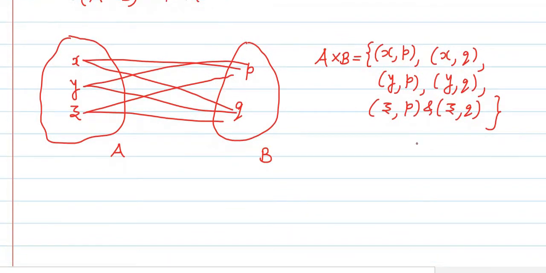From this example also it is clear that here the set A was having 3 members and set B was having 2 members. So 3 into 2 means 6. Therefore the Cartesian product A cross B is with 6 ordered pairs which are listed here.